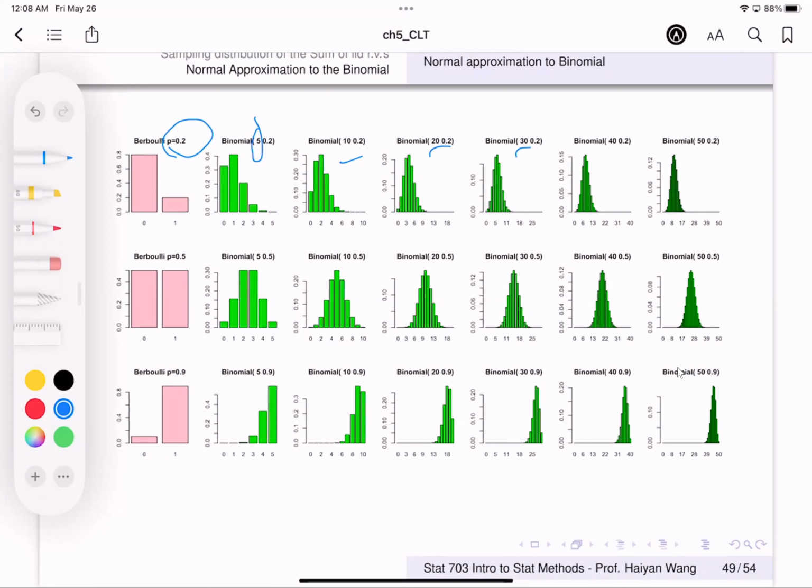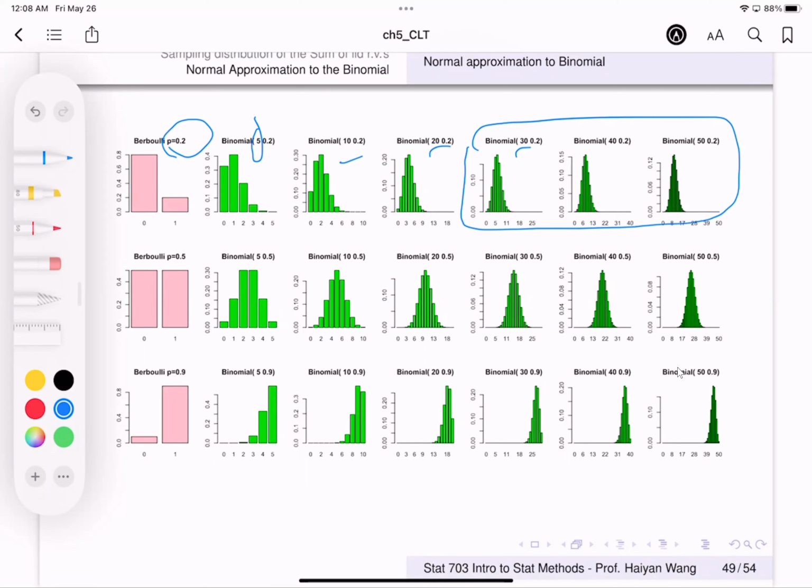That's for 0.2 being the success probability. So with 0.2, we need n to be like 30 or above, right? Like 30 or above. These are pretty good symmetric bell-shaped normal.